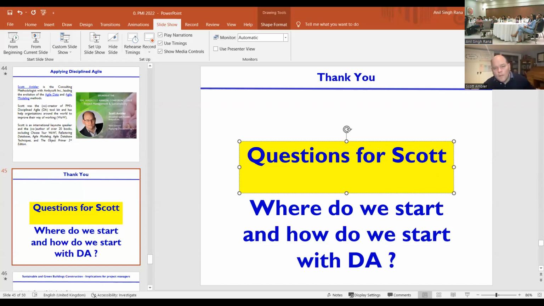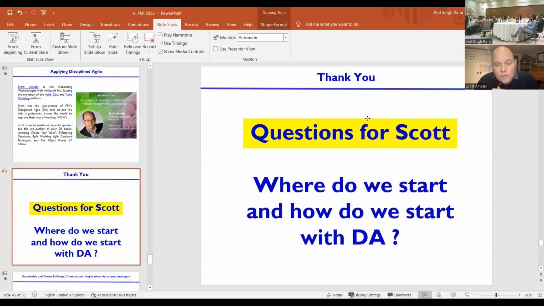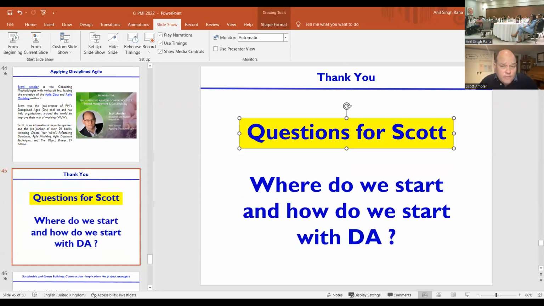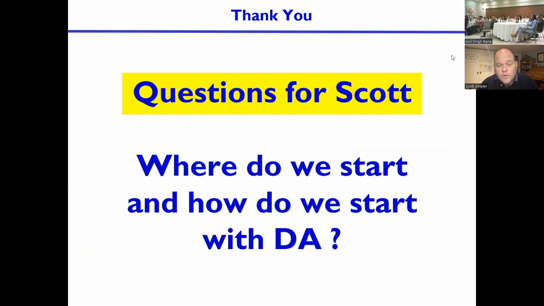Yep. Okay, so the question is, where do we start with DA? Well, I would start with some training. It depends on where you are and what level of Agile expertise you already have. But PMI offers several certifications in Disciplined Agile. The Disciplined Agile Scrum Master, which is poorly named. I really wish they would change that.